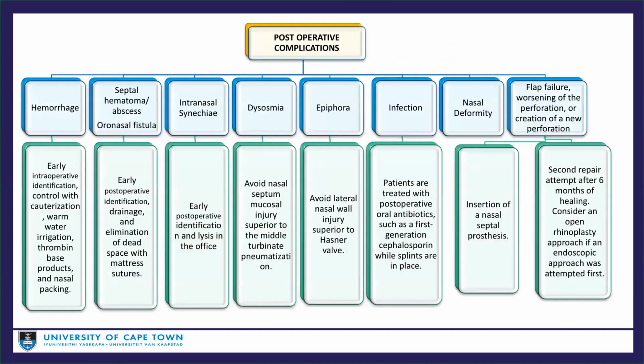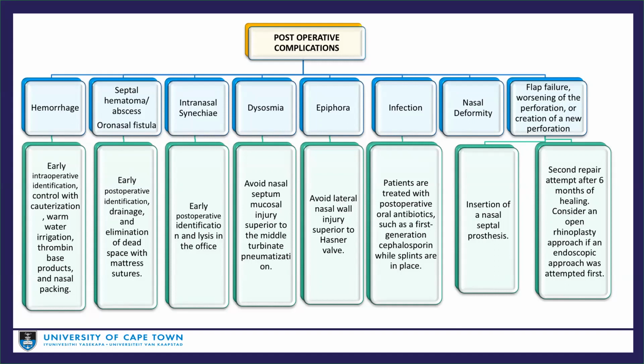Lastly, some post-operative complications and how to avoid them. Hemorrhage can occur, and this can be controlled intraoperatively by cauterization, warm water irrigation, and nasal packing. Septal hematoma, abscess and oronasal fistula can be addressed by eliminating the dead space with mattress suture. Intranasal synechia can be lysed.